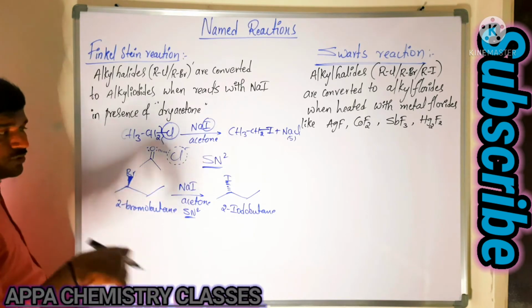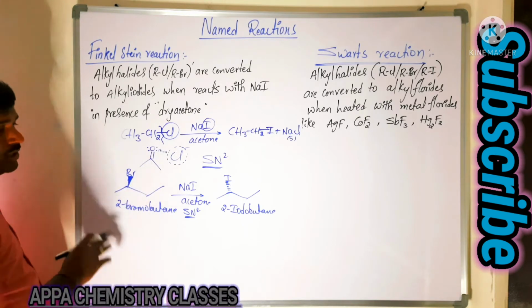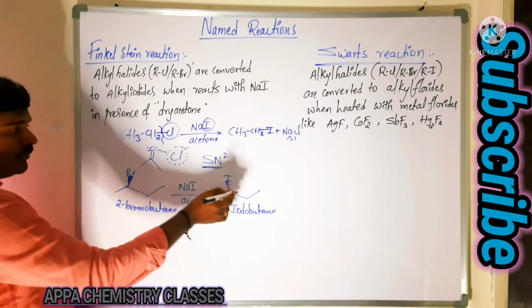The concentration of sodium iodide should be more, and the alkyl halide also should be more concentrated. Then only we are getting this product. Is that clear? And also here a thick line, here a dotted line.